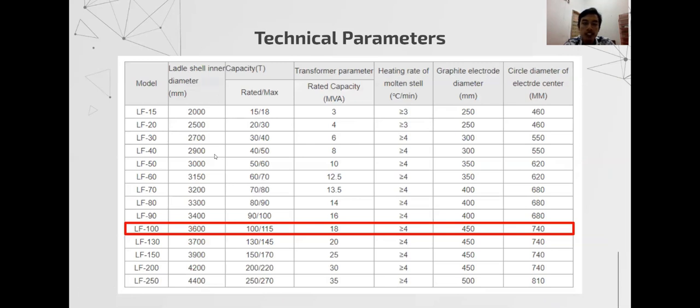So these are the technical parameters used in the ladle furnace. Because our capacity is 100 tons, we use the LF100 model. The LF100 model has a ladle inner diameter of 3.6 meters with 100 tons max capacity. The capacity of transformer required in this model is 18 million volt ampere, for which the calculation will be shown in a further slide. Then we use 5 degrees Celsius per minute of heating rate. The graphite electrode diameter is 450 millimeters, and the circle diameter of the electrode center is 740 millimeters.